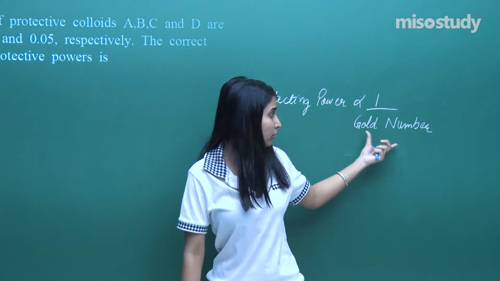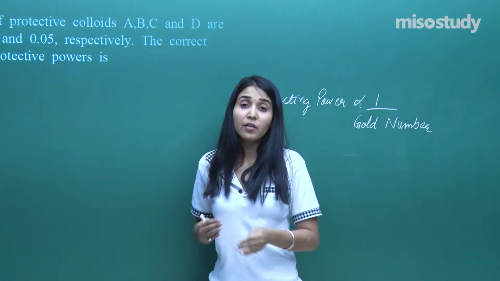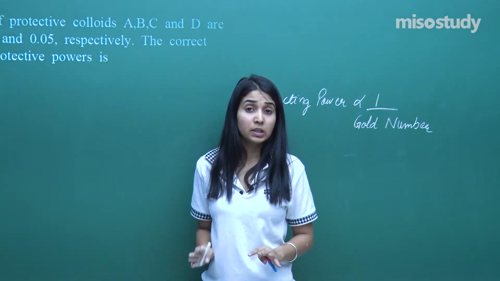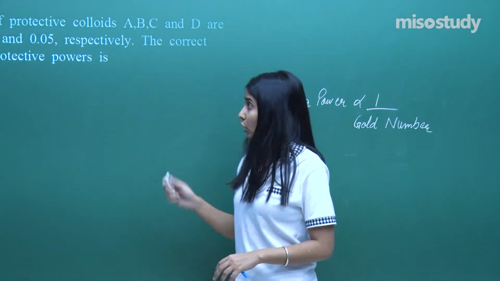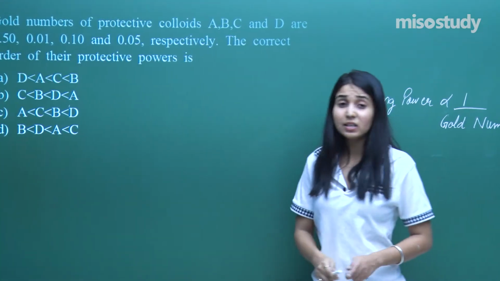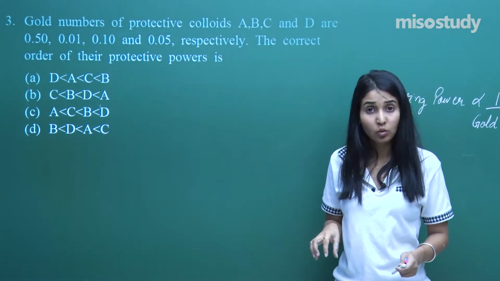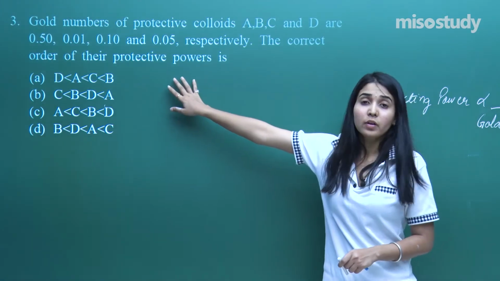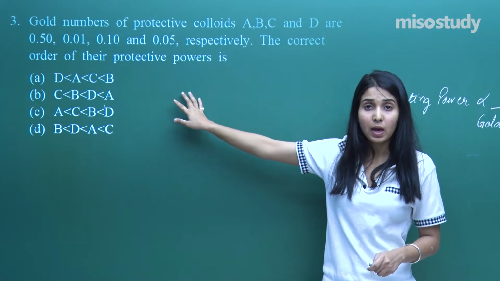We simply know the concept, how it works. We have read that the smaller the value of gold number, the higher will be its ability to protect the colloid. So what do you see in this one? I see that my D has the lowest value. If it has the lowest value of gold number, that should have the highest value of protecting power, right?